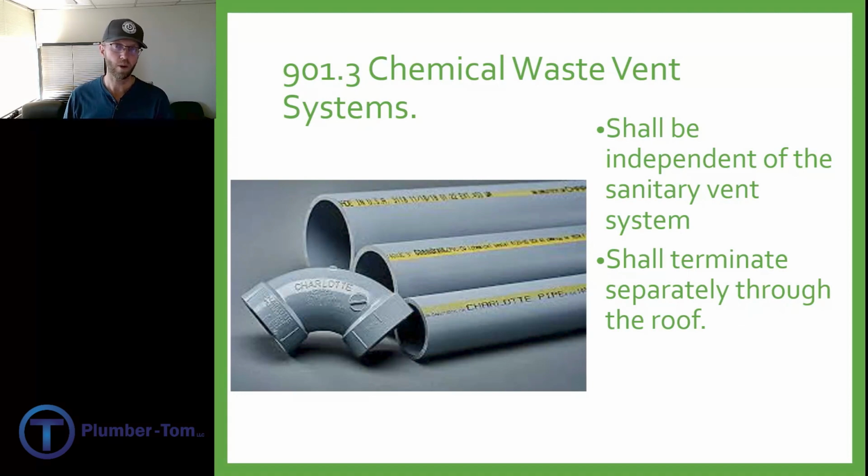901.3 talks about chemical waste vent systems, and we looked at chemical pipe back in chapter 7. When you're dealing with certain chemicals, you may have to have an entirely separate system, first of all, that can handle those chemicals and not be destroyed by them. But also it must be entirely separate from the drainage, and that includes the vents. All vents would need to tie together with chemical pipe in that chemical drainage and vent system and be entirely independent of the sanitary system, because even the vapors, those chemical vapors, can be corrosive and they would cause problems on the venting of the sanitary system. And it would also need to terminate separately out the roof.